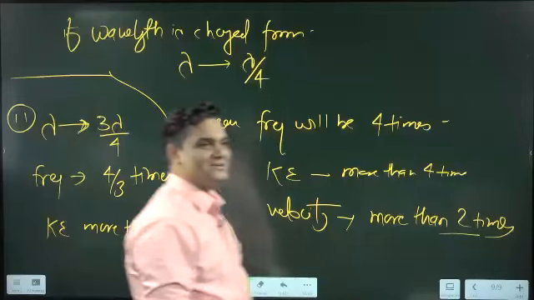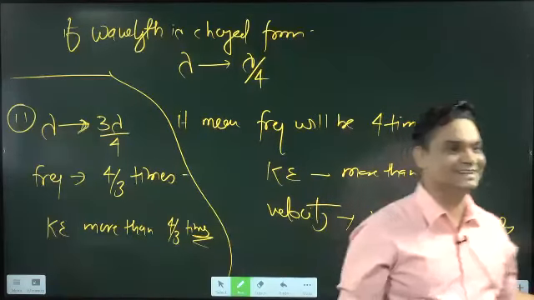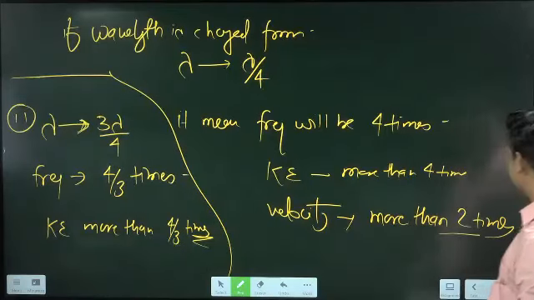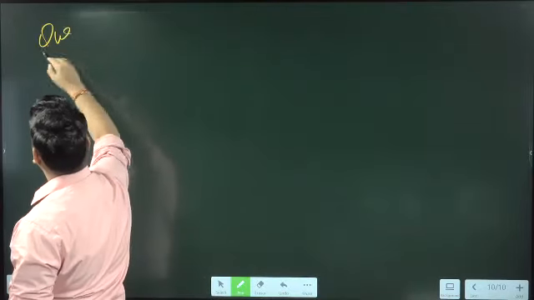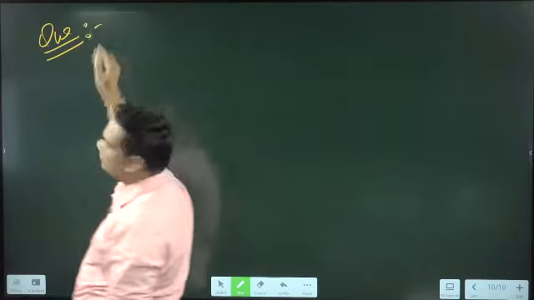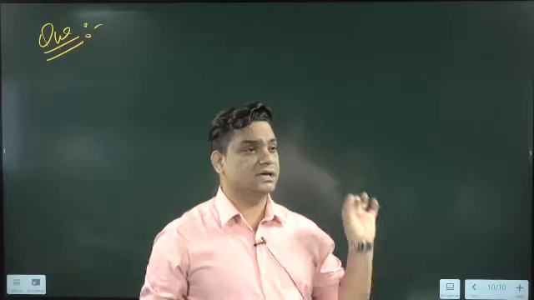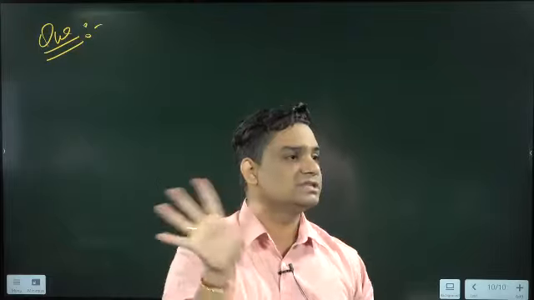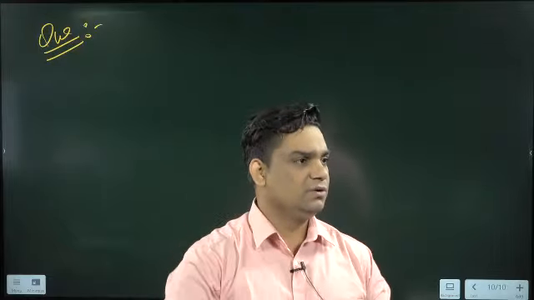Few things we can do by ourselves also. Three examples are written here for the velocity. Now, next question. Remember: if frequency becomes lesser than your threshold, there is no ejection at all. Clear?